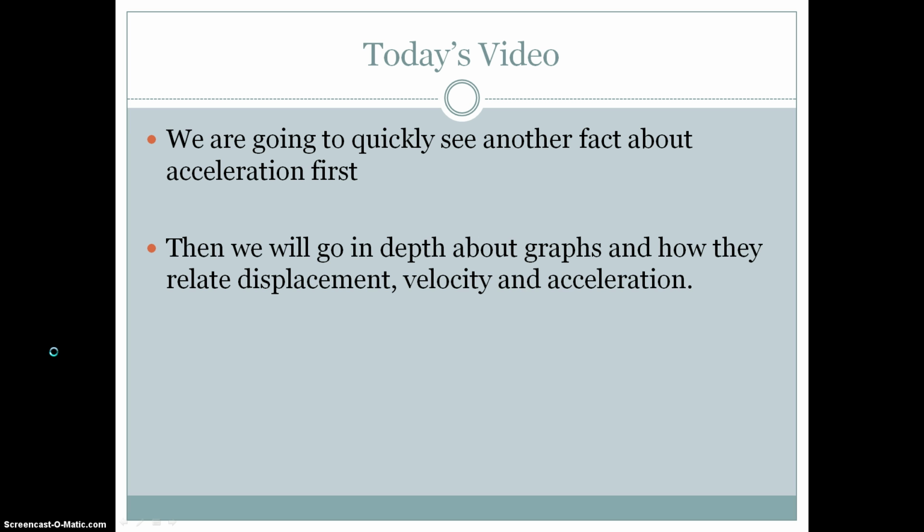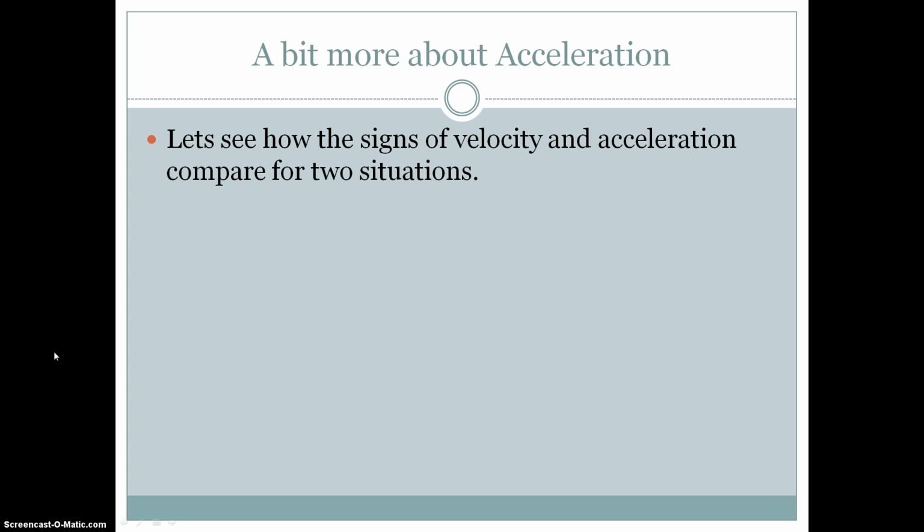Today's video is first going to give you one more thing about acceleration, which I think is important. And then we're going to go a little in depth about displacement, velocity, and acceleration, and how to get them from graphs. So the first thing I want to do with you is just confirm what we did last time with velocity and acceleration. I know some people are having some trouble figuring out if acceleration is positive or negative depending on which way things are going. So here are the scenarios.